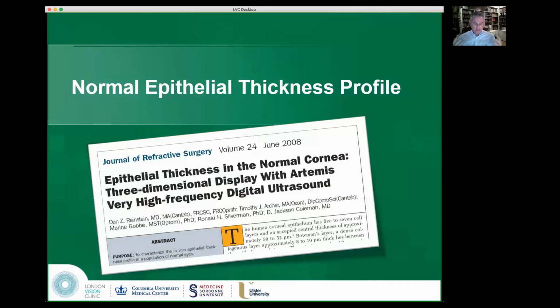So as some of you may know from looking me up, I was the first to measure epithelial thickness in the human cornea in vivo in 1991, when I came to do my research fellowship with Jack Coleman and Ron Silverman at Cornell University. And that was 1991, and I started my residency in 93. So this was a couple of years before I'd even done ophthalmology.